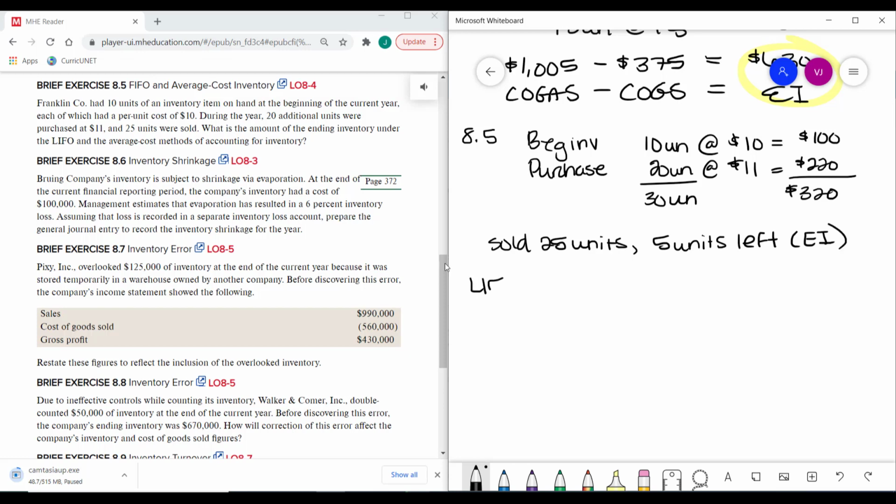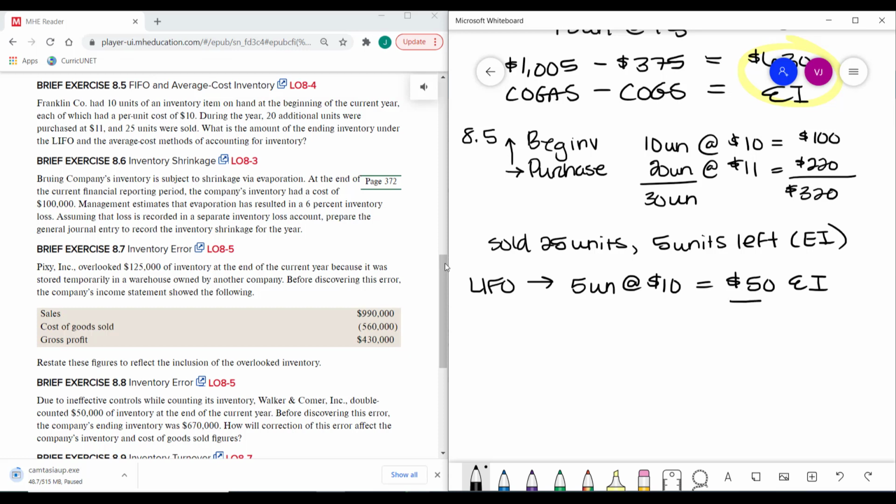So under LIFO, remember last in, first out when we sell. So those 25 units, where do they come from first? They would come from the purchases batch first, and then we'd work our way up, right? So under LIFO, what's left is made up of the oldest stuff first. So what's our oldest batch? The beginning inventory, right? So those 5 units that are left must come from that beginning inventory cost layer.